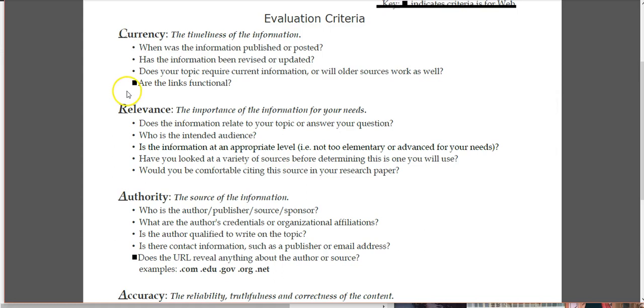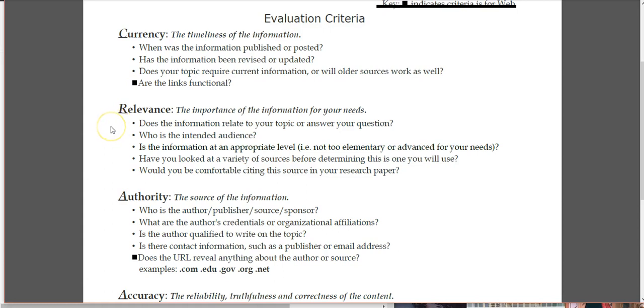And this PDF also has these little boxes, and this is directly asking about information on the internet. So another thing to ask, are the links functional on the website that you are looking at? That can be an indication whether or not it's been updated in a while.